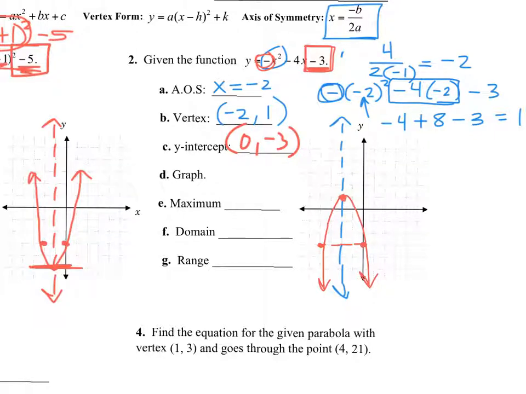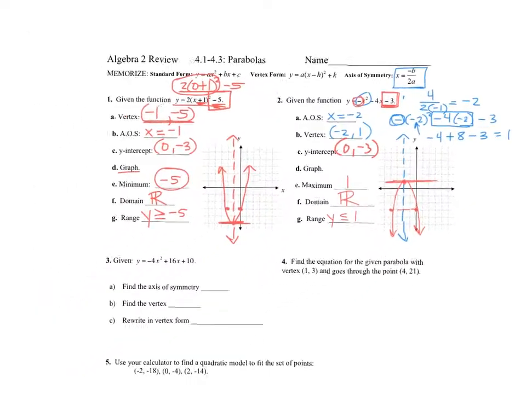What's your maximum? Maximum's 1, right? How high your y value goes. We're at 1 here. Your maximum is 1. What's your domain? All real numbers. And what's your range? My range is y is less than or equal to 1, whatever your maximum or minimum is. And then did you go less than that or greater than that? Okay? Questions on those?